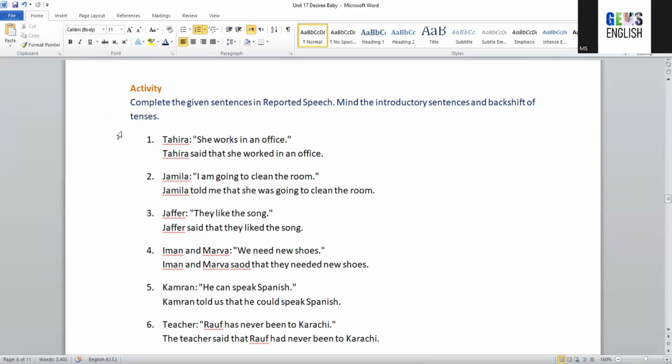1. Tahira: she works in an office. Tahira said that she worked in an office. 2. Jamila: I'm going to clean the room. Jamila told me that she was going to clean the room. 3. Jaffer: they liked the song. Jaffer said that they liked the song. 4. Iman and Marva: we need new shoes. Iman and Marva said that they needed new shoes.